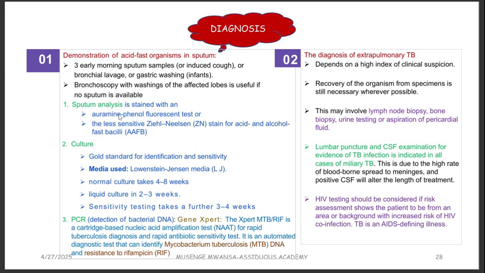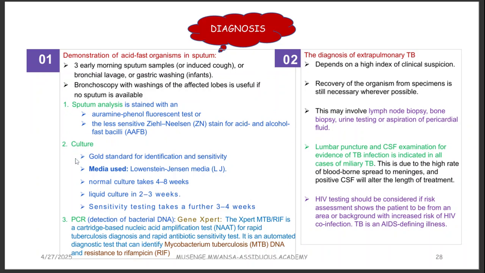The sputum analysis you can also stain using the ZN stain, though the ZN stain is not as sensitive as the auramine fluorescent test. Remember the ZN stain is also known as the AAFB, the alcohol and acid fast bacilli.